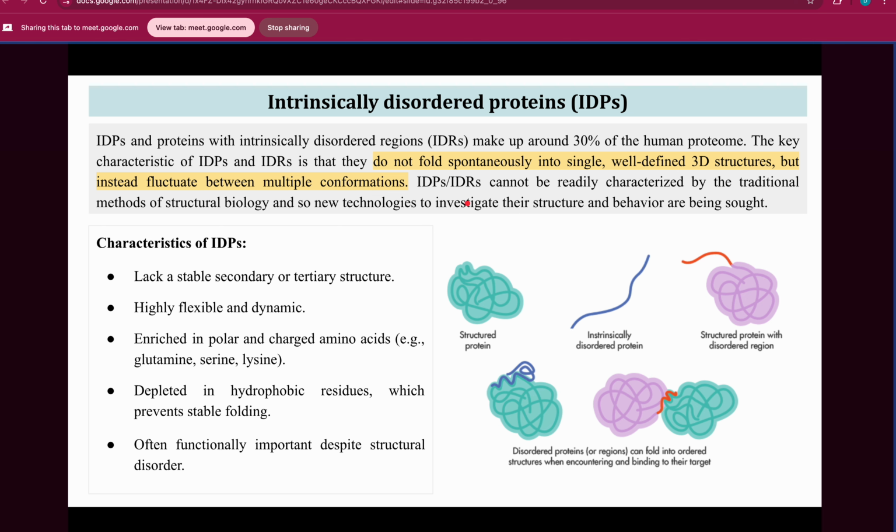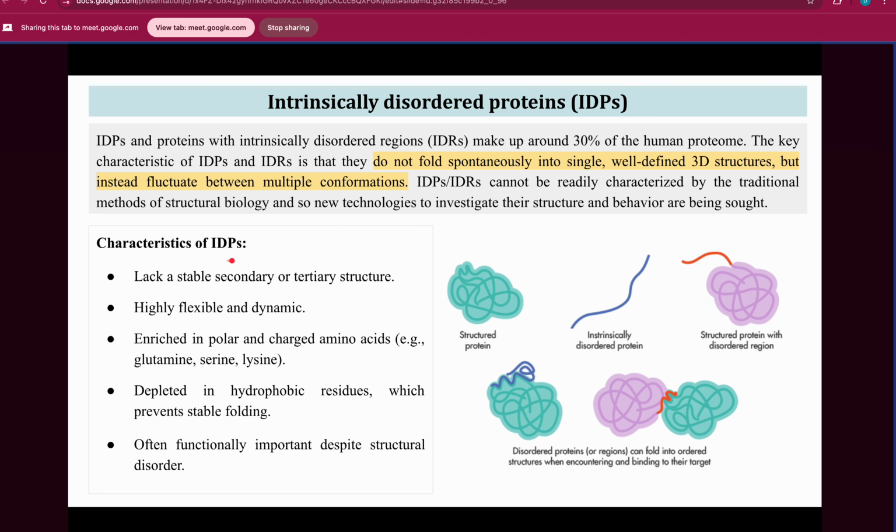And then the IDPs or IDRs cannot be readily characterized by the traditional methods which we use for structural biology. So there is a need to develop new technologies to investigate their structures and behaviors, that is the relevance of these intrinsically disordered proteins. So we require new technologies.